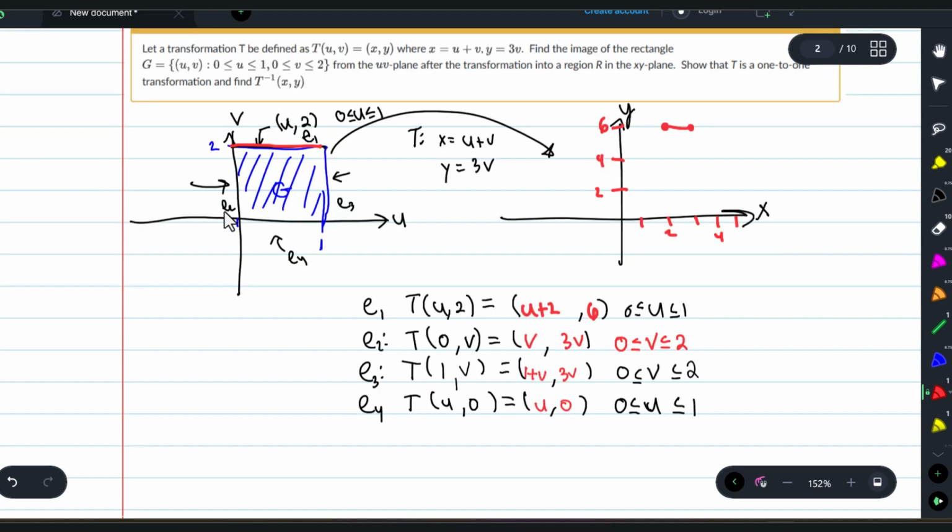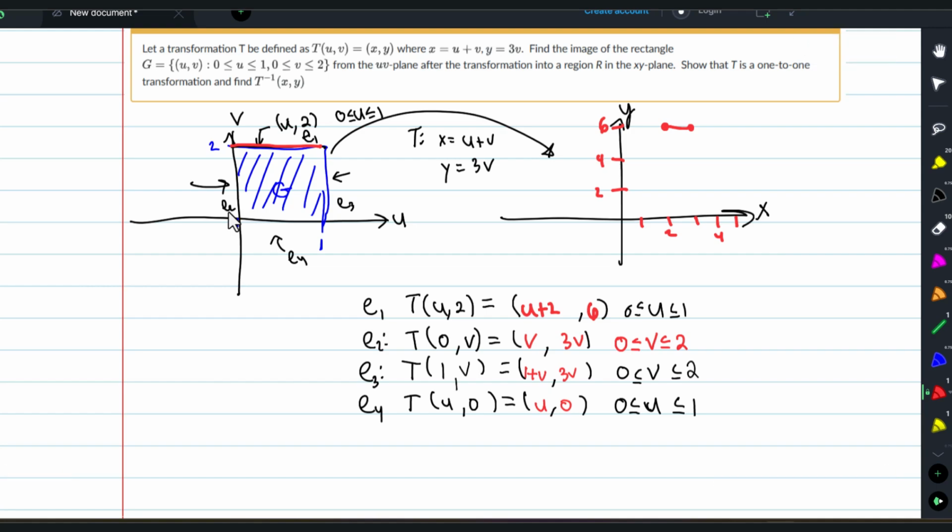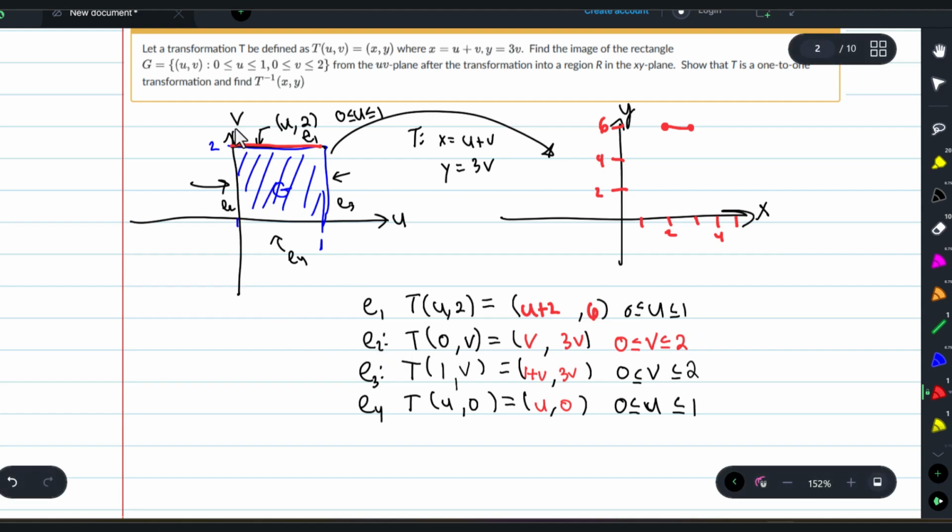So I've labeled each of my edges. You can see E2 happens to be, or the second edge I'm looking at is over here on the left. I'm not doing this in any particular order, and I'm not being particularly careful about my orientation of these edges because I don't need to know that information to do this problem. So this edge can be described by fixing the u coordinate always equal to 0, and the v coordinate just varies from 0 to 2.